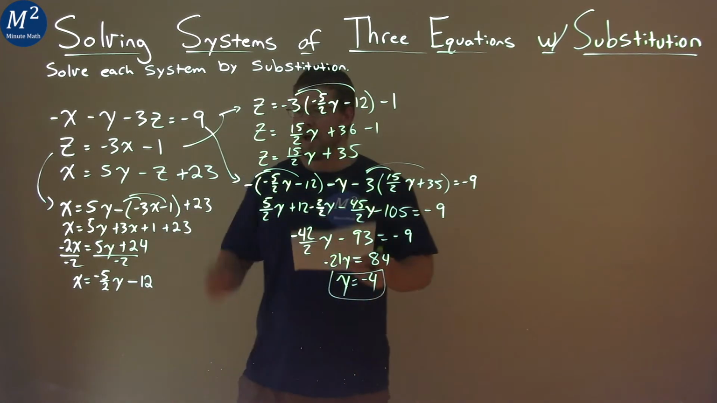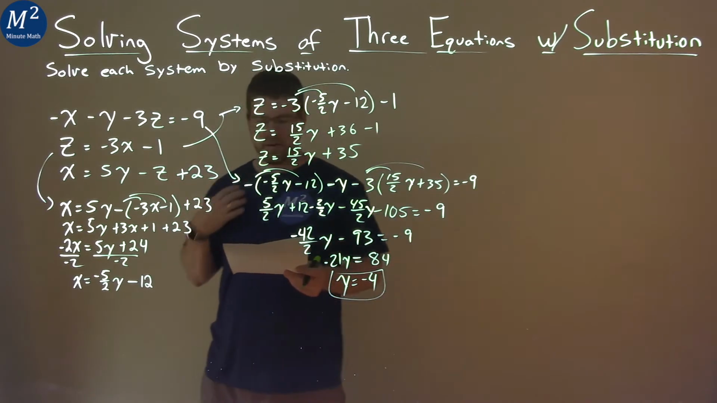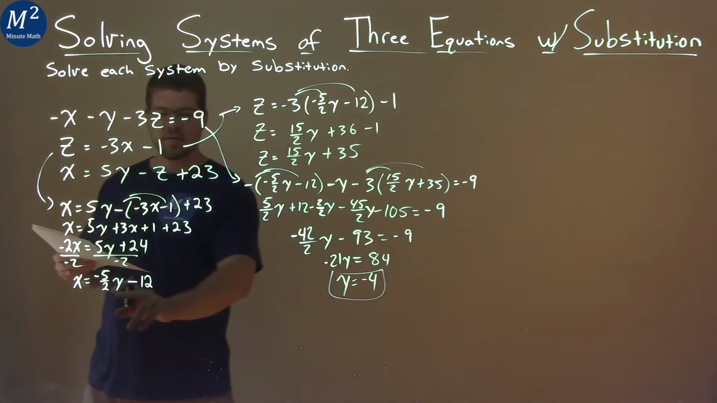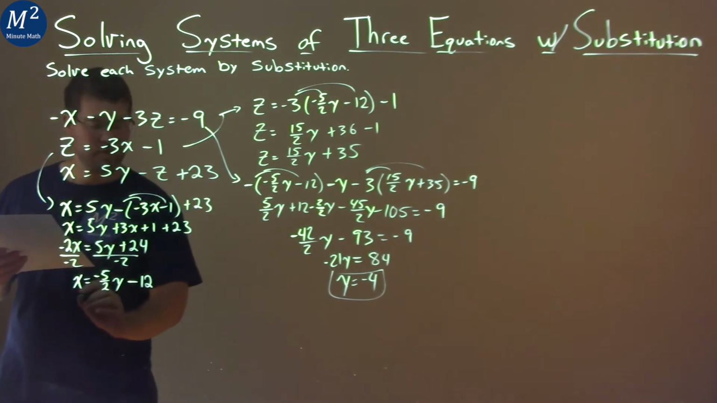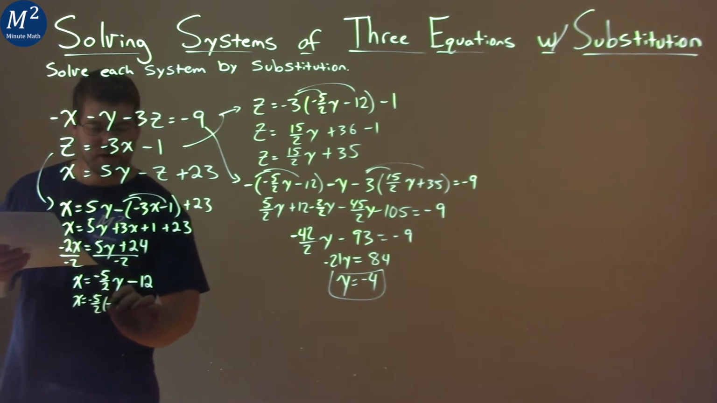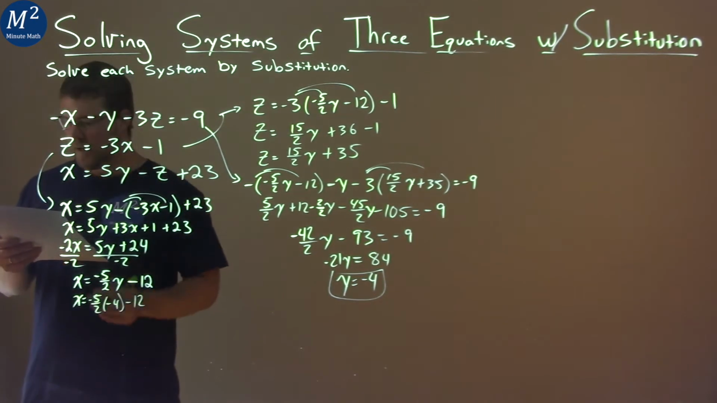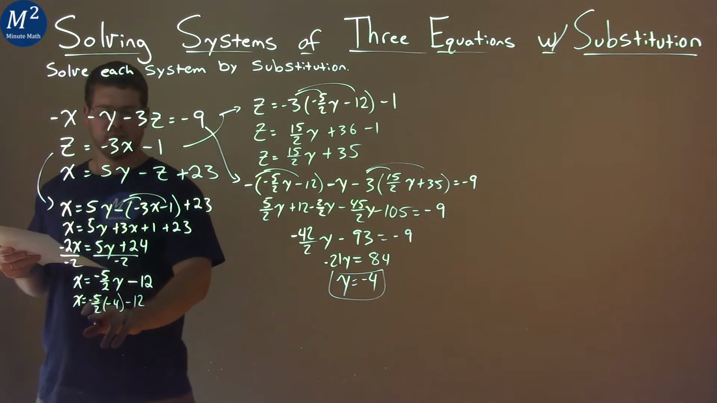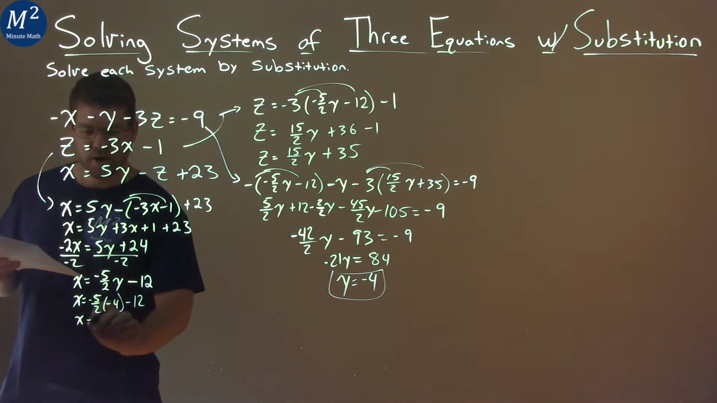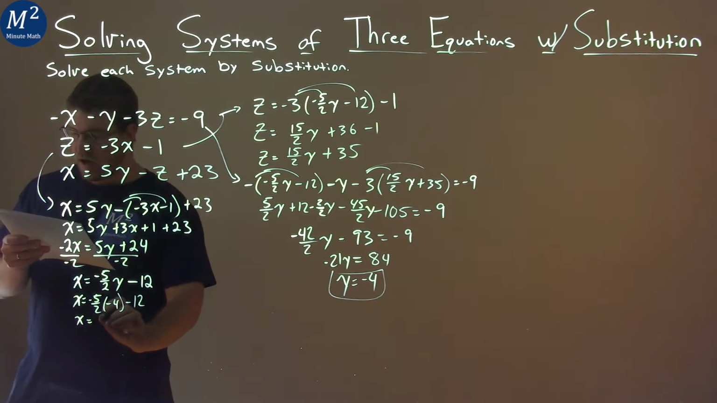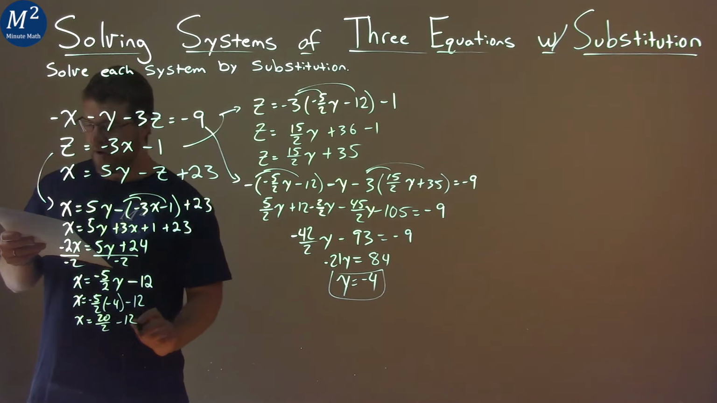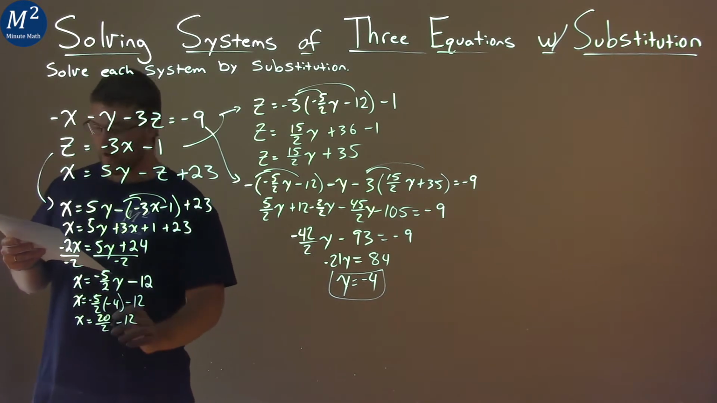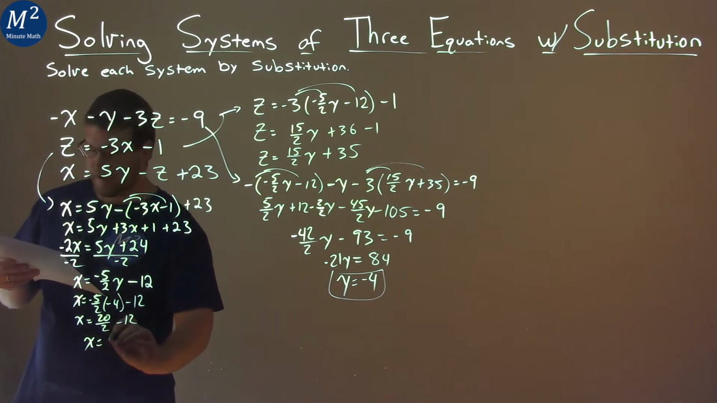All right, but now this is actually the easy part. We can get our x value and z value here. So let's go with the x value first. Since y equals negative 4, we can take this equation that we simplified and put negative 4 in for y. So x equals negative 5 halves times negative 4 minus 12. And let's simplify. Negative 5 halves times negative 4 is a positive 20 over 2 minus 12. And 20 over 2 is 10, minus 12. x equals negative 2 here.